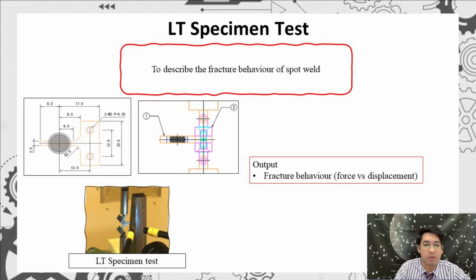In the LT specimen test, we want data that describes the fracture behaviour of the spot weld, which is force versus displacement data. You can see the LT specimen is being pulled by the tensile machine there. It is more like peeling the welded plate.